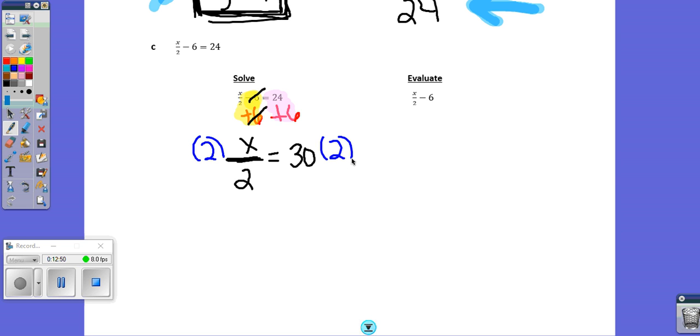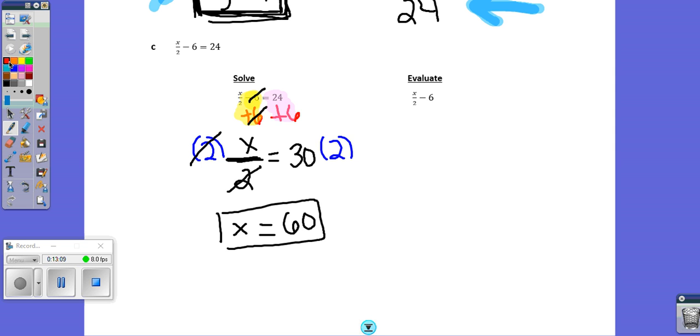And when I do that, 2 divided by 2, that's 1. So I'm left with 1x on the left side of the equal sign is equal to 30 times 2 is equal to 60. So that's my final answer. X equals 60. All right, let's evaluate.